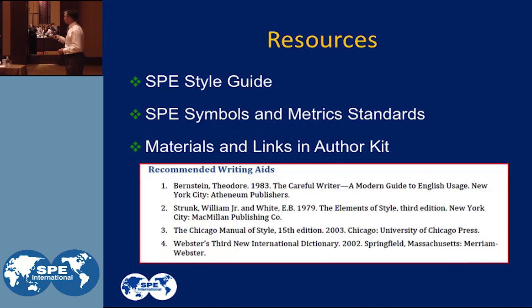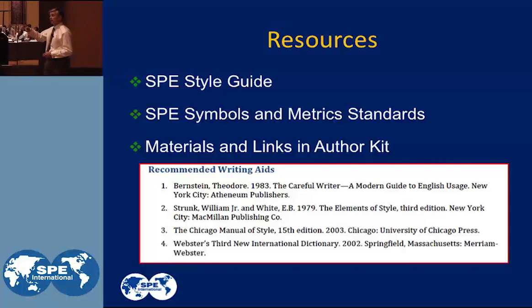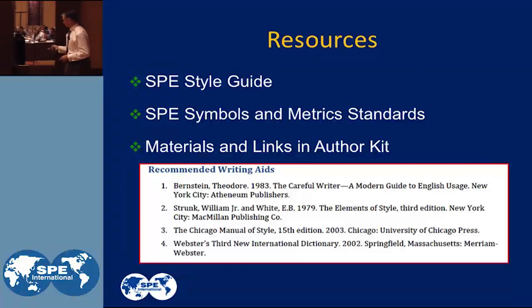Okay. Resources for this. As I mentioned, there's the SPE Style Guide, SPE Symbols and Metric Standards, materials and links to the author kit. These are also some recommended writing guides. They're for American authors, but there are other good resources out there for British and non-American English. Okay, there's a lot of other good resources. I just picked up a few here.